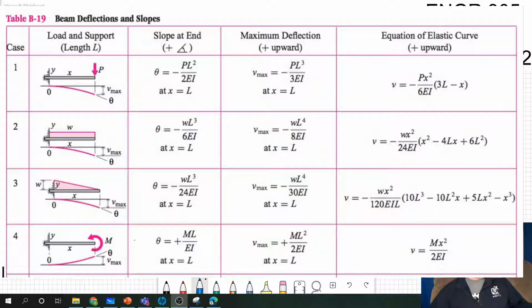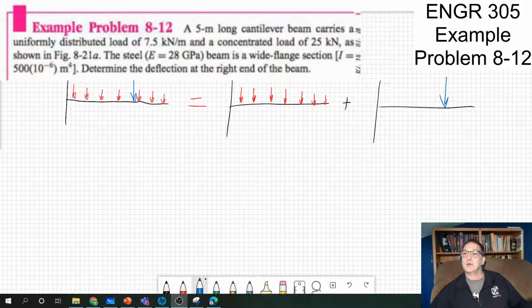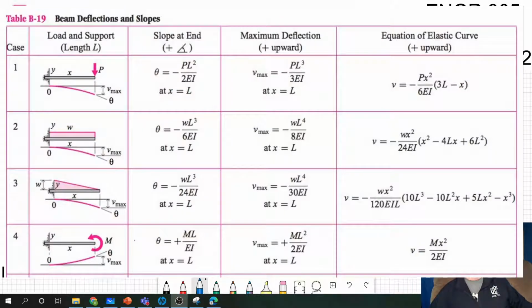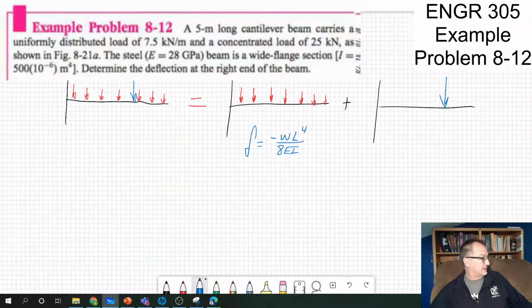We're going to wind up popping back and forth. Let's look at our problem statement a sec. Determine the deflection at the right end of the beam. That's easy for the second case, the distributed load. If I look at that equation, the deflection at the end is delta equals minus WL to the fourth over 8EI. And that's good for that one.